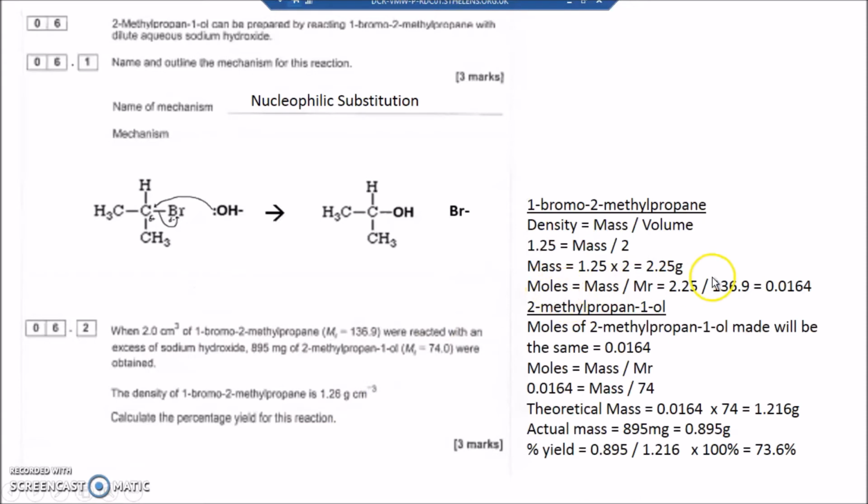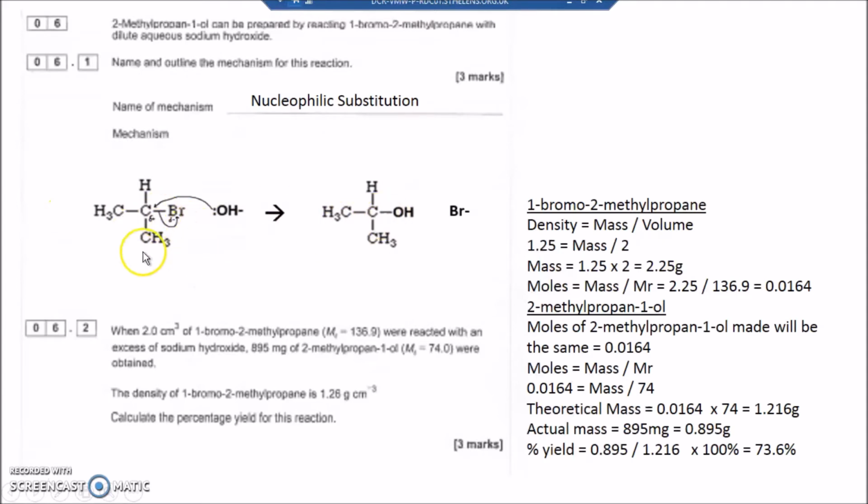Okay, so now I can work out moles by looking at the mass that I've got and dividing by MR. So moles equals mass divided by MR. I've got the MR of the 1-bromo-2-methyl propane, so that's the next step. 136.9. I've now got 0.0164 moles of 1-bromo-2-methyl propane. It's always useful to have moles because then I can refer back to my equation. I've got my equation. 1 mole of this makes 1 mole of this, and that's why I've got the equation here in front of me.